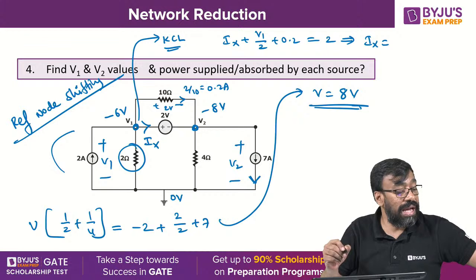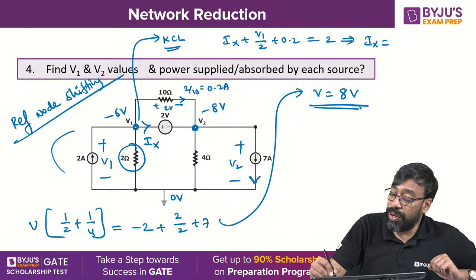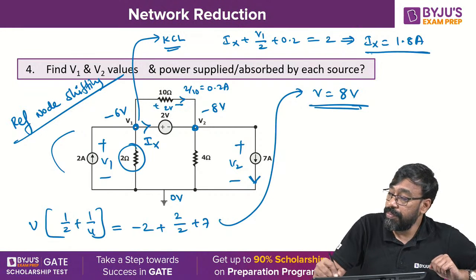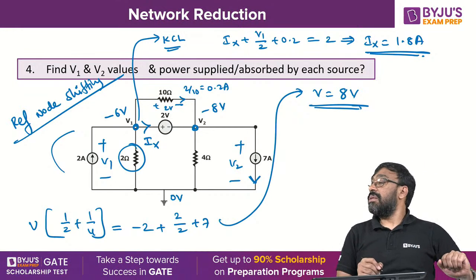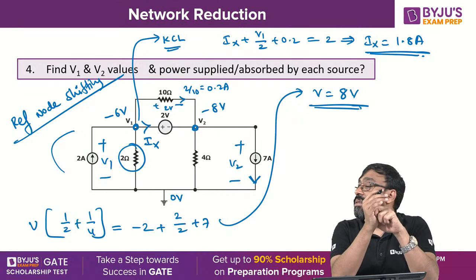Please find that Ix value here. That is 1.8 amperes. Yes, Chandu, V1 is equal to minus 6.